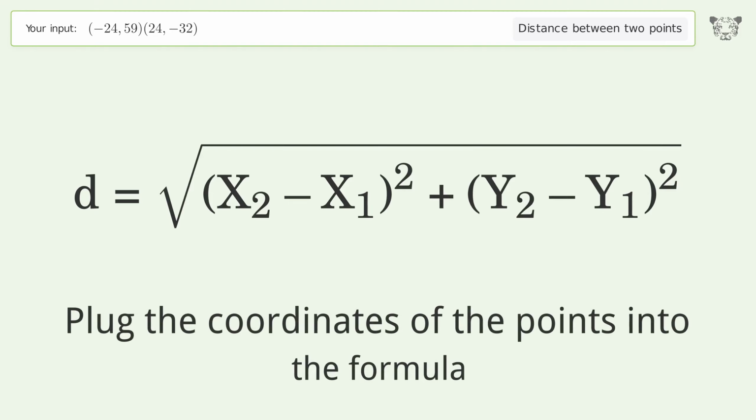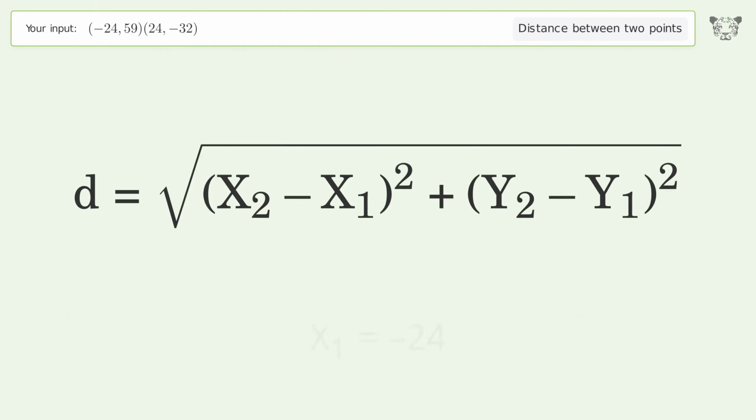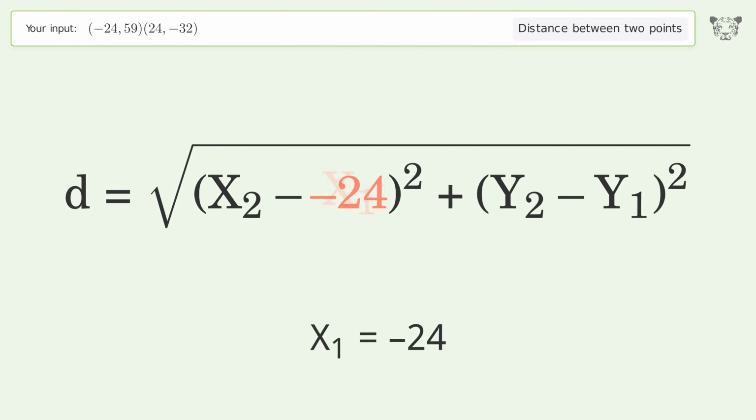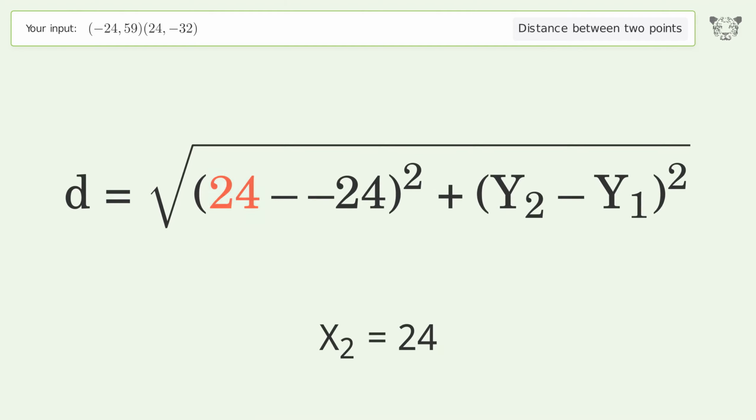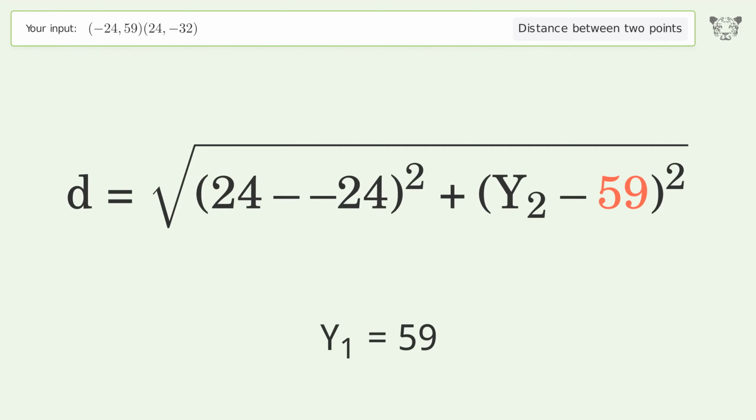Plug the coordinates of the points into the formula. x1 equals -24. x2 equals 24. y1 equals 59. y2 equals -32.